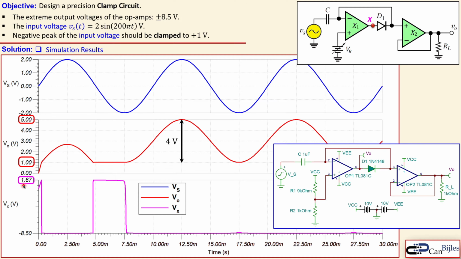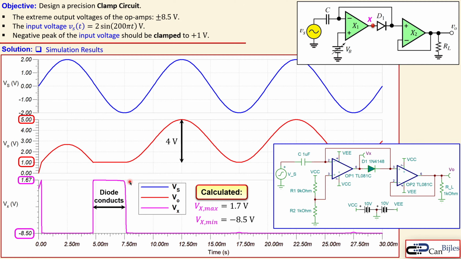For your Vx, we see here that it is 1.67 volts maximum, and the minimum is -8.5 volts. What we had calculated before was a maximum of 1.7 and a minimum of -8.5 volts. So the minimum is exactly the same, but for the maximum there is a small error, really small, 0.03 volts, so it's just 30 millivolts, but this is really close to what we have calculated, so we can say this is all fine. What we also see is that the diode is conducting in this region by looking at the situation for the output voltage of X1.